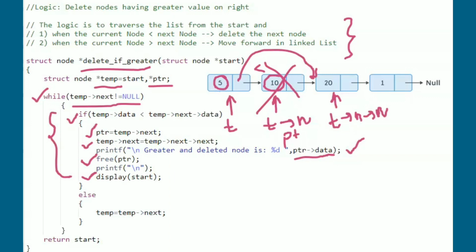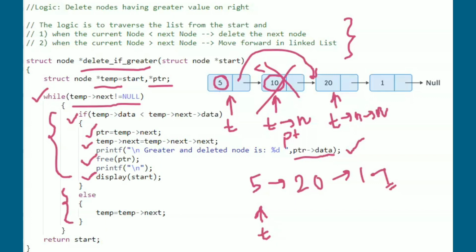delete that node. The second case is when the next node has a value less than the current node. So in that case, you are just going to perform temp equal to temp next. So here the current status is 5, then 20, then 1 and then null. Now you can check your temp is still pointing to the 5. It is not updated. It is updated only when its next node value is less than its current node value.